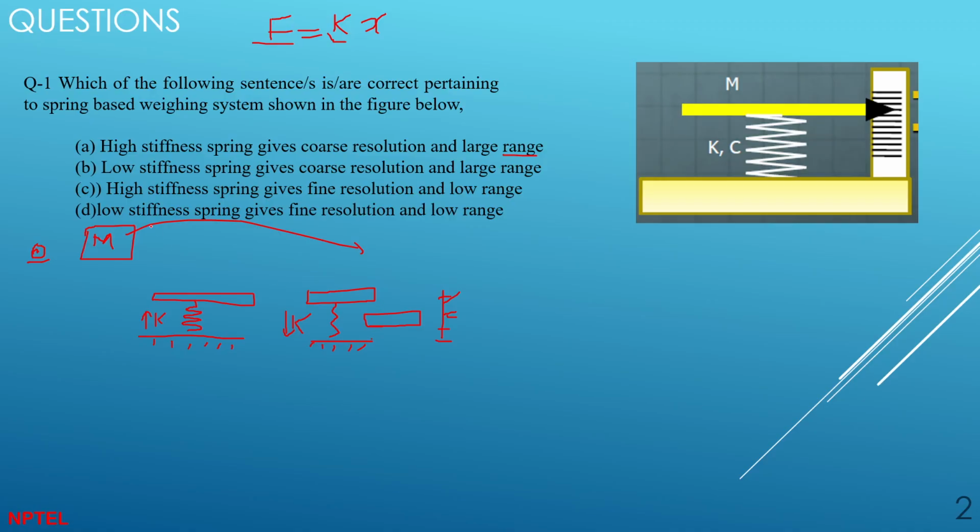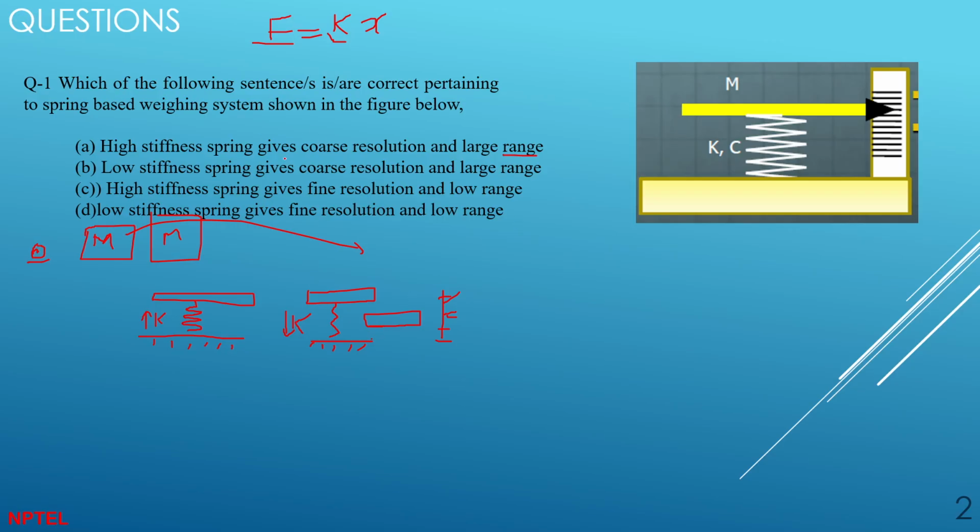Suppose I want to put a bigger mass like this. This weighing machine can take it with higher K, but this one won't. I mean, it will take it, but won't show you the true value, because the K is very small here. So for a low stiffness spring, the range will be very small. It can't take very large masses.